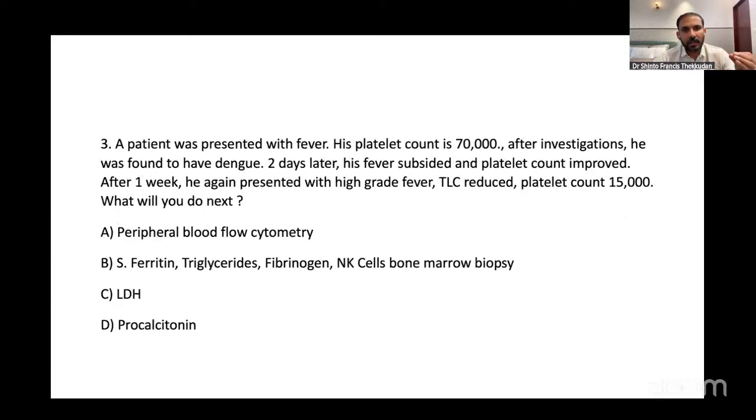Question 3: a patient presented with fever. So there's a clinical scenario.